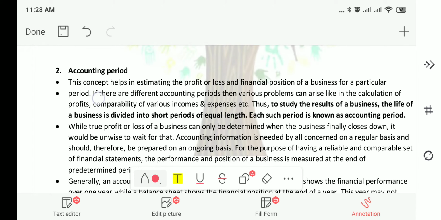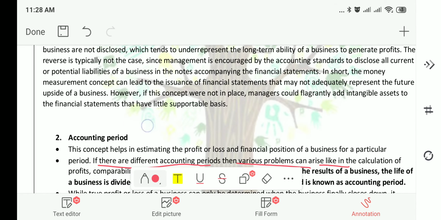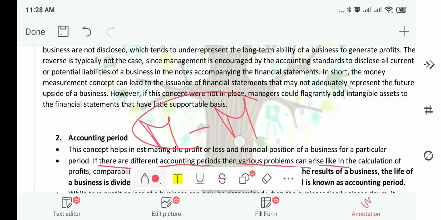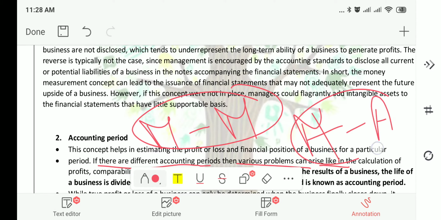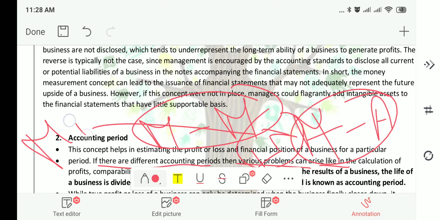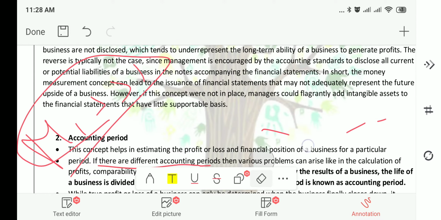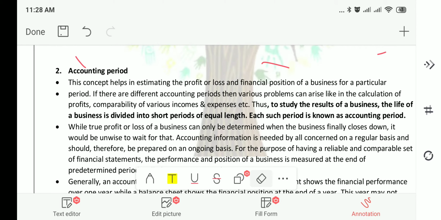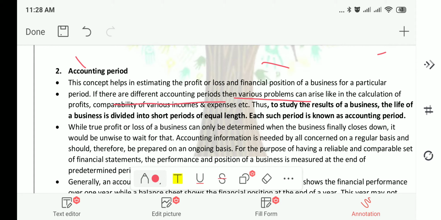Next, if there are different accounting periods, then various problems can arise. That is, for the first period I will do it for May to May, and for the second period I will do it for April to April. Now there is a gap of 1 month, and this will lead to misinformation for me, information that is not correct. Therefore, if there is a different accounting period, then various problems can arise, like calculation of profits, comparability of various incomes and expenses, etc.